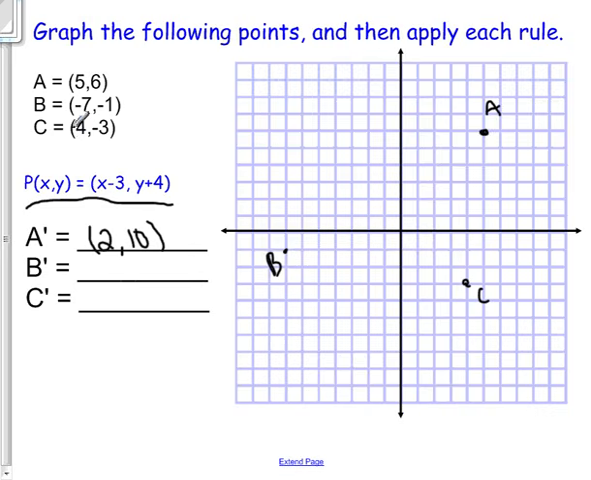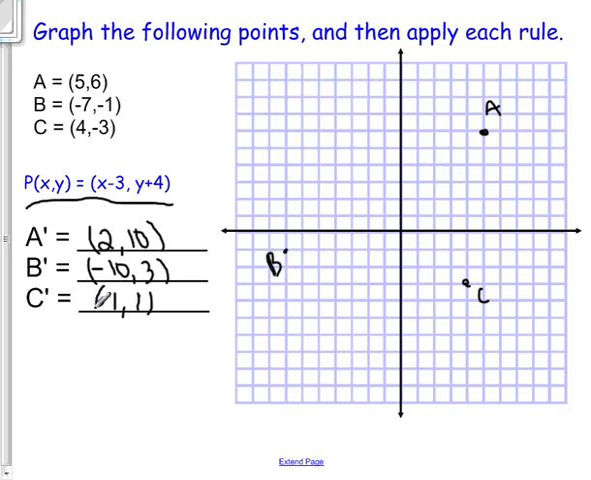Okay, let's do the same thing for B. We're going to take -7 and take away 3. So -7 minus 3 is -10. And then -1 plus 4 is 3. So our B prime is going to be (-10, 3). And then lastly, our C, we take 4 minus 3, which is 1. And we take -3 plus 4, which is also 1.